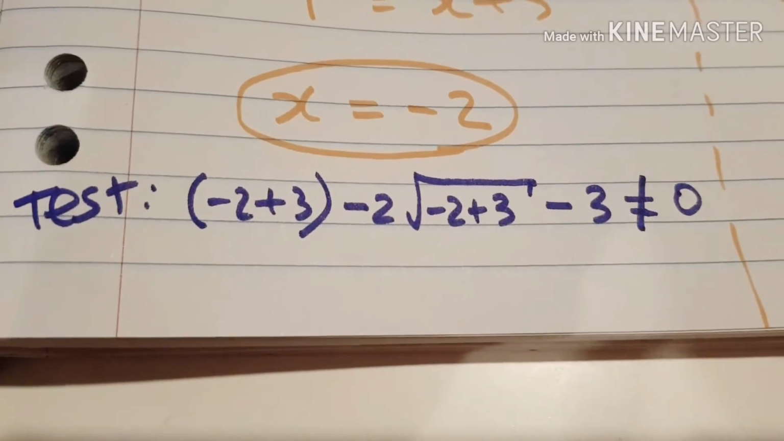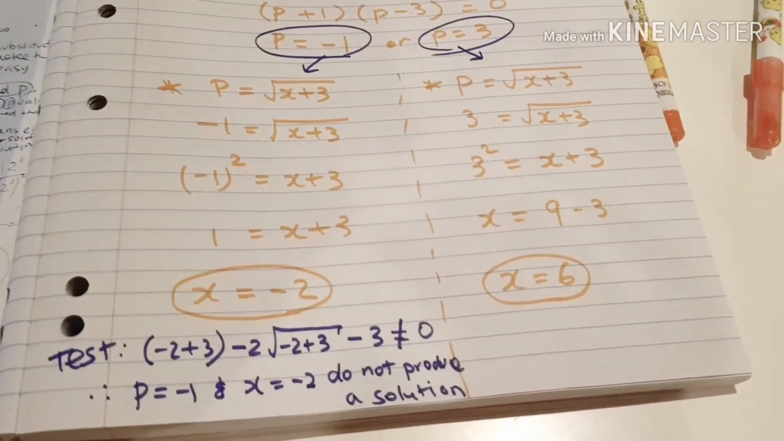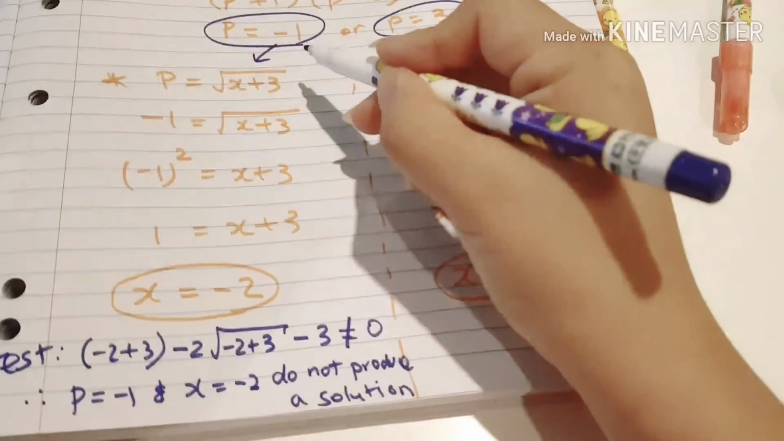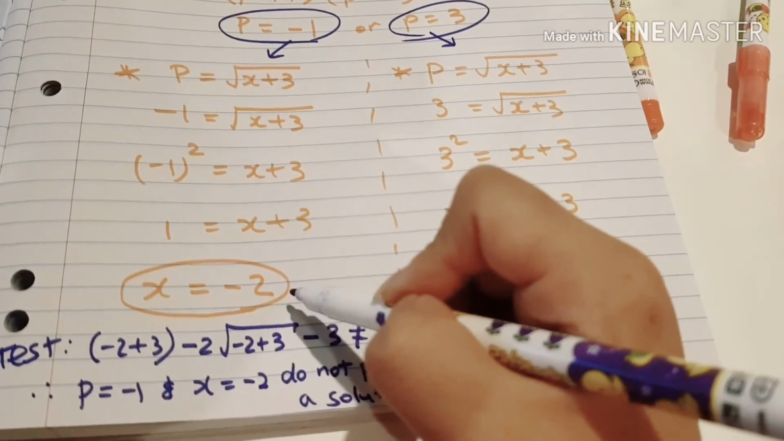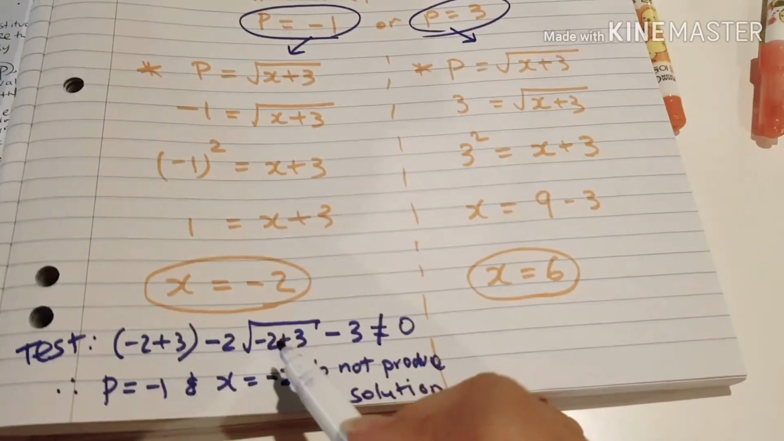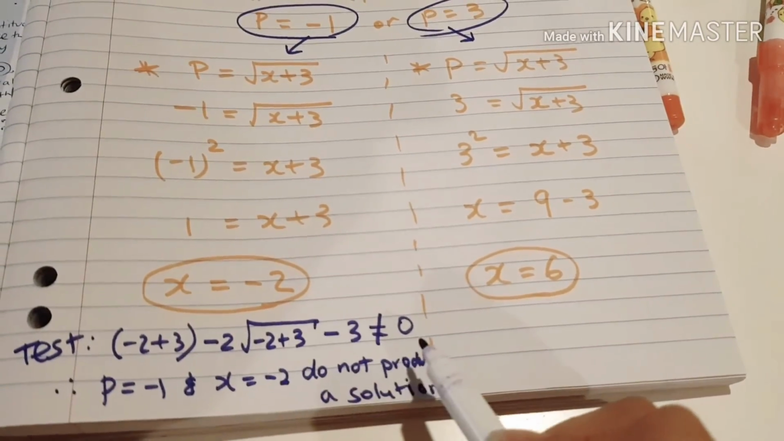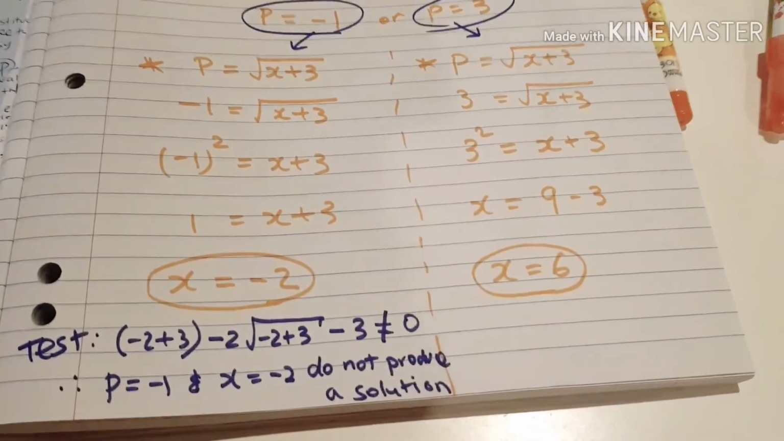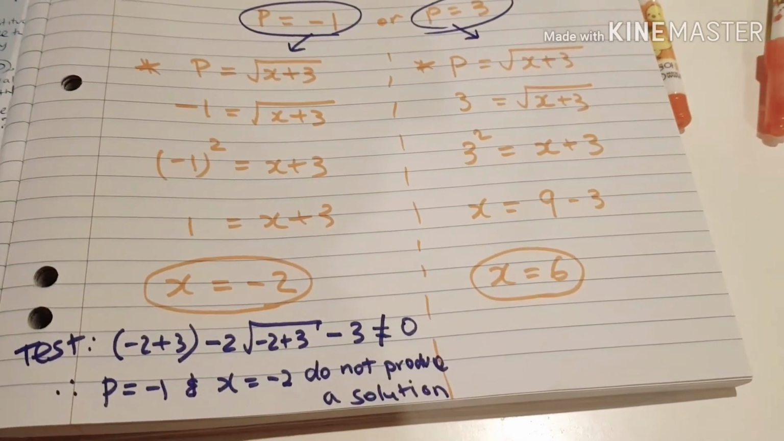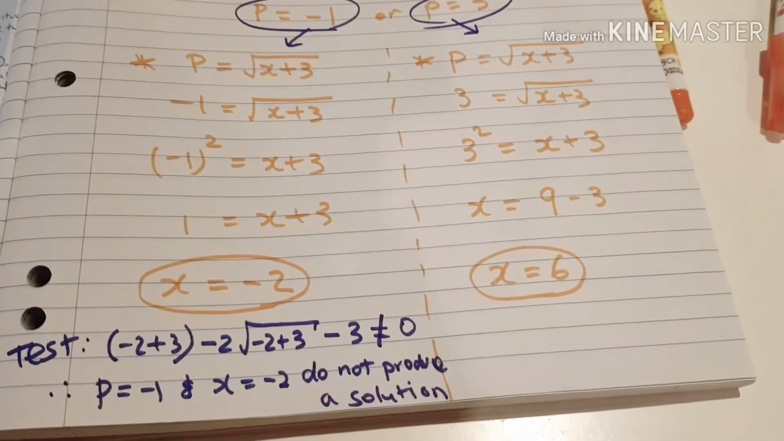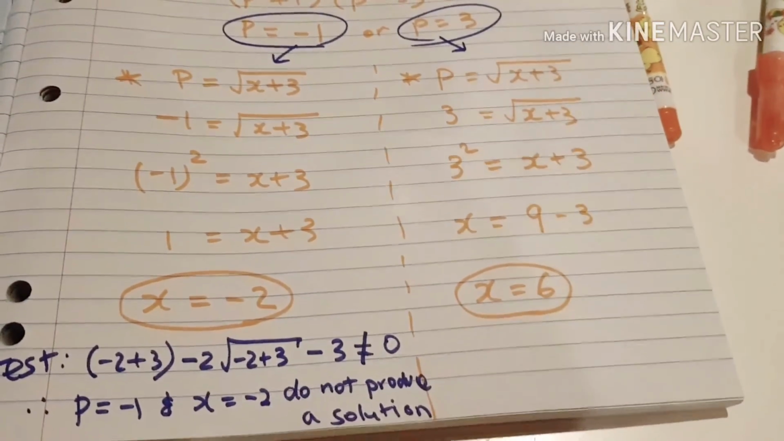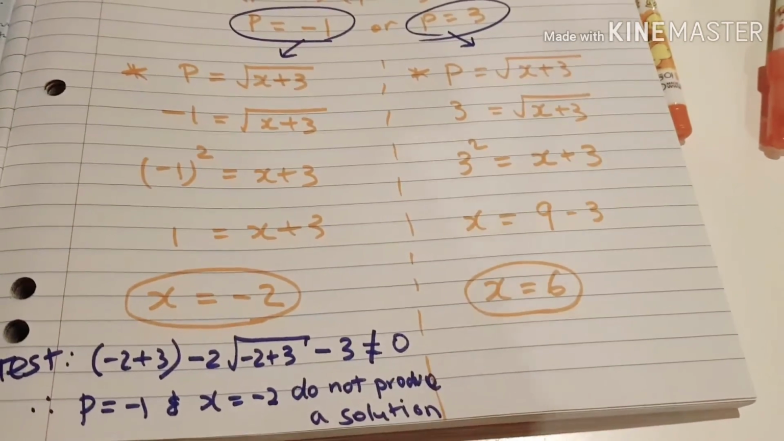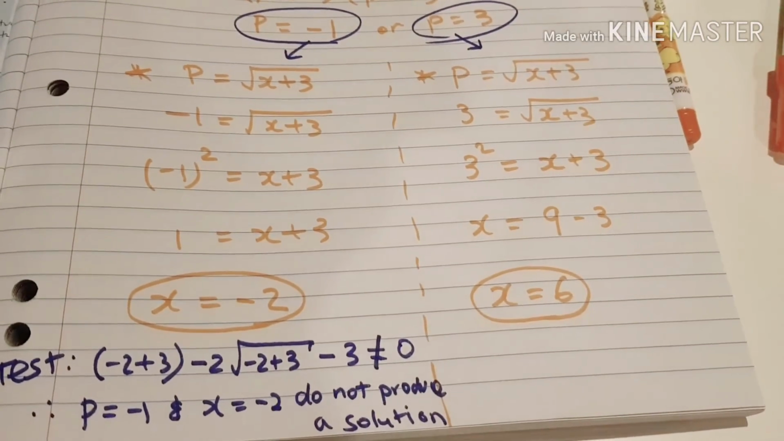So how you need to write the answer is like this. When p equals -1, my answer to that was x equals -2. When I substituted back into the equation, it wasn't 0. So therefore, when p and x are like these, they do not produce a solution. So it's not the answer. You have to write it down and show that you substituted and tested it.